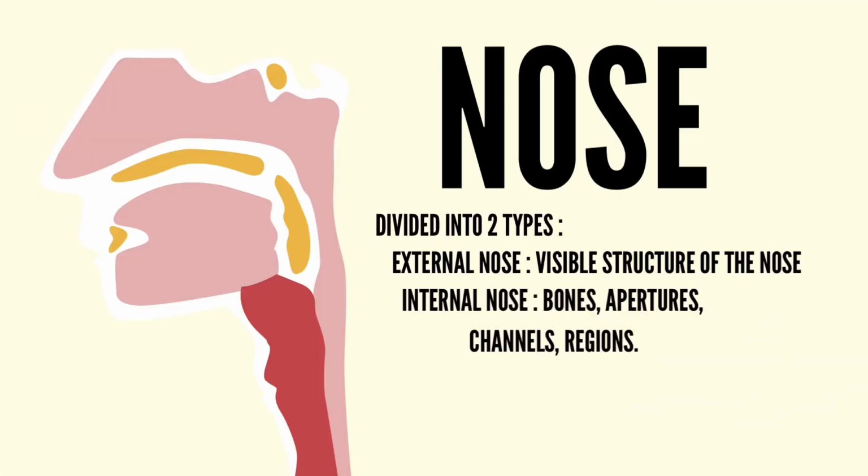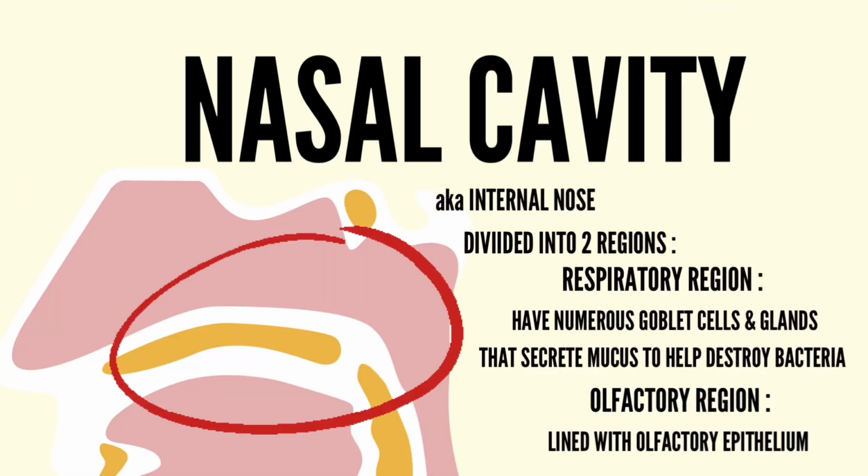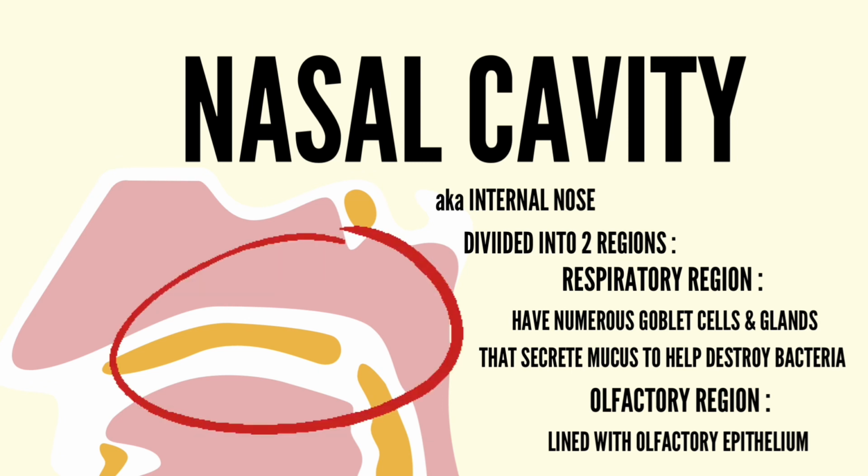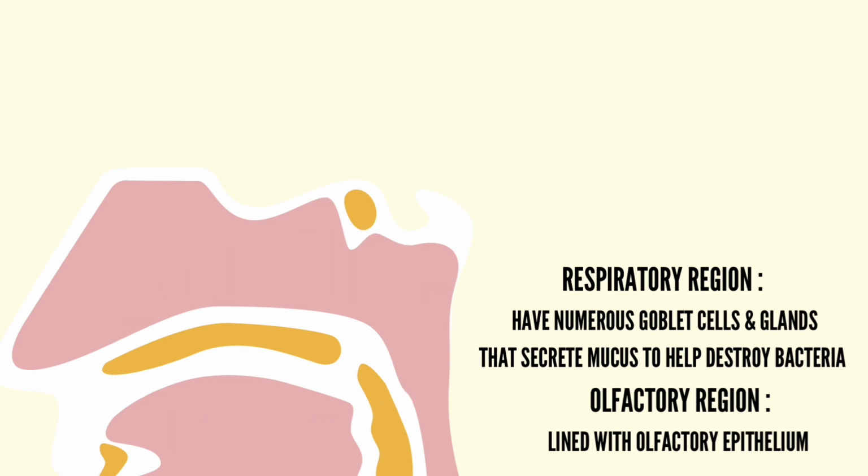Next one is the nose. The nose is divided into two types, which are the external nose and the internal nose. The external nose consists of the visible structure of the nose, while the internal nose consists of bones, apertures, channels, and regions. The nasal cavity, or what we call the internal nose, is divided into two regions, which are the respiratory region and the olfactory region. The respiratory region has numerous goblet cells and glands that secrete mucus to help destroy bacteria. The olfactory region is lined with olfactory epithelium.